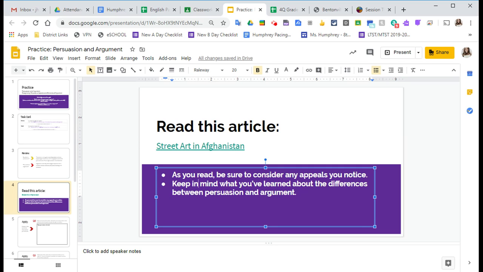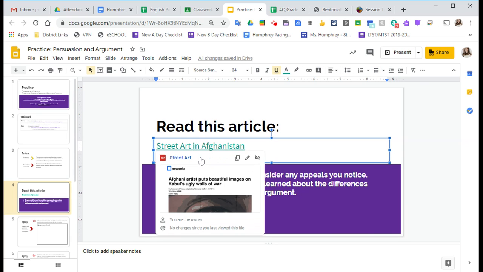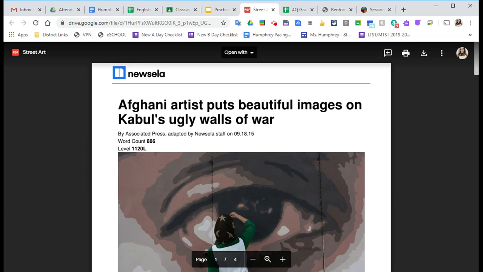And then you need to really keep in mind the differences between persuasion and argument. So keep all of that at the forefront of your mind. You're going to read this article. This article is from the Associated Press, also known as AP News.